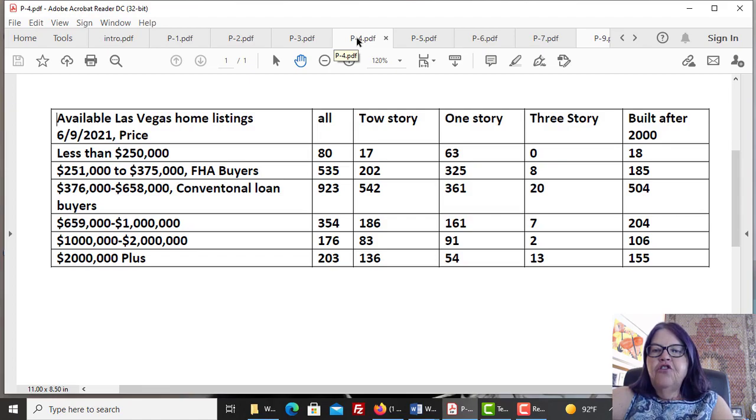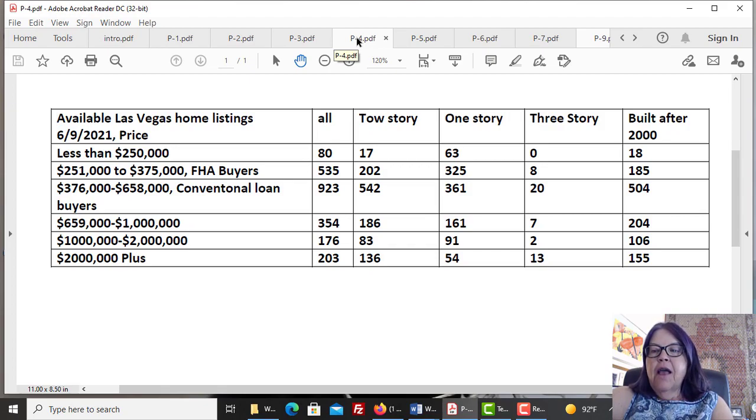The following price range is from $251,000 to $376,000, the FHA loan limit plus a 3.5% down payment. Only 535 available listings are available in this price range, including 202 two-story houses, 325 one-stories, and only 185 were built after 2000. So FHA loan buyers, representing two-thirds of all transactions, can choose from only 615 listings in the Las Vegas metro and are priced out of the rest.